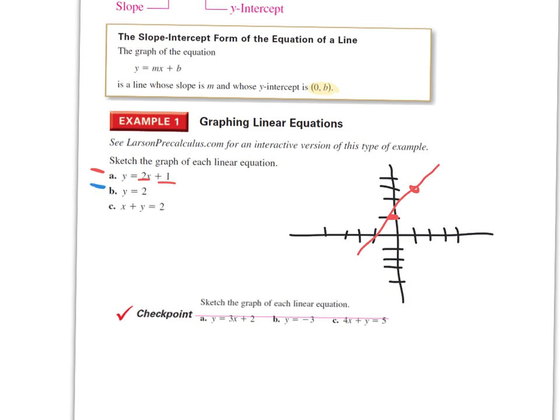All right, very quick. This one is y equals 2. That means the only thing that can be 2 is your y. Your y has to be 2. Nobody cares about the x. Therefore, y is always 2. There's your line for that one. Okay, next one, we've got this one.